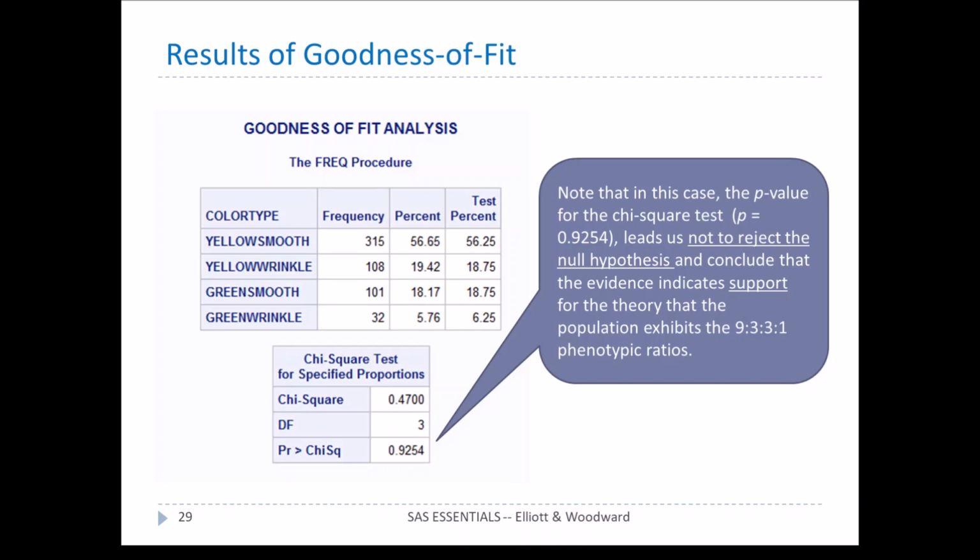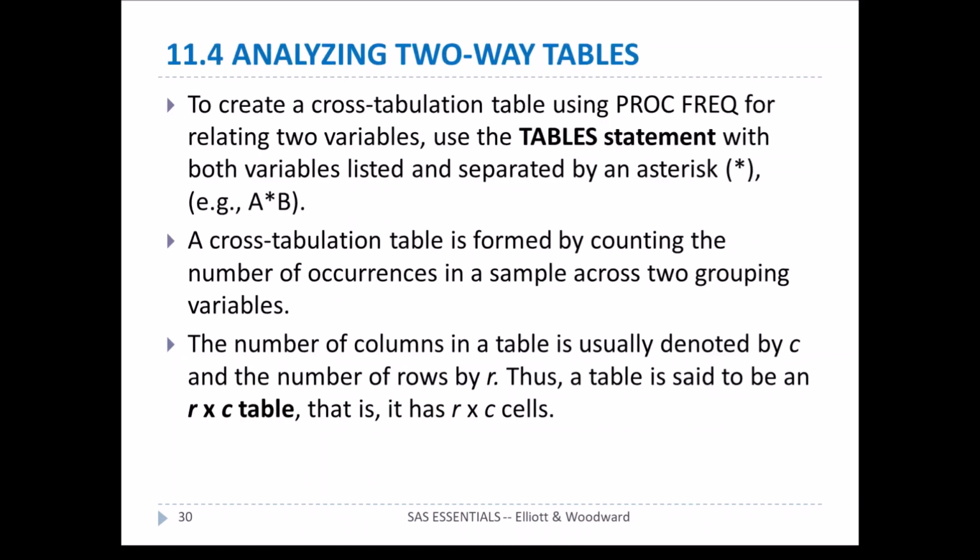And indeed, if you look down at the bottom where the chi-square test is, you'll see the p-value is 0.92, which is far above 0.05. And so we do not reject the null hypothesis and conclude the evidence supports the theory that the population exhibited the 9:3:3:1 phenotypic ratio. All right, now let's look at section 11.4, analyzing two-way tables.